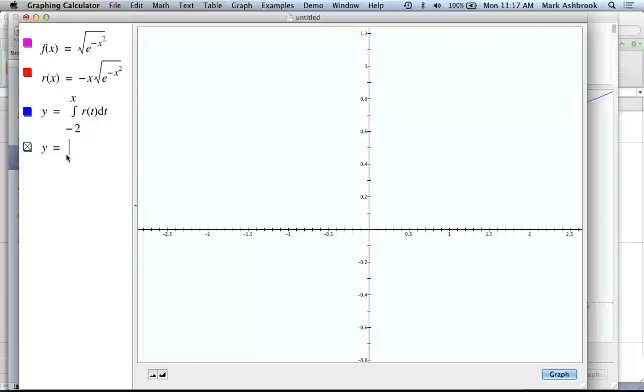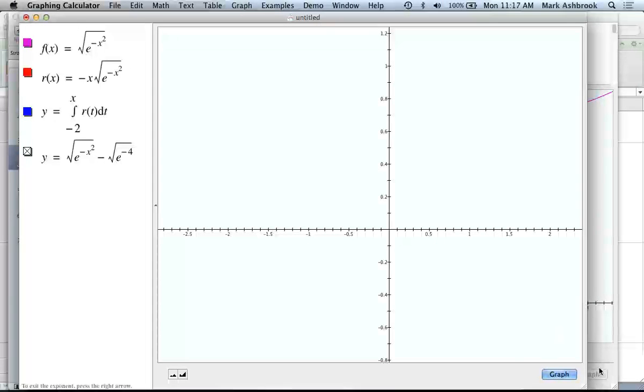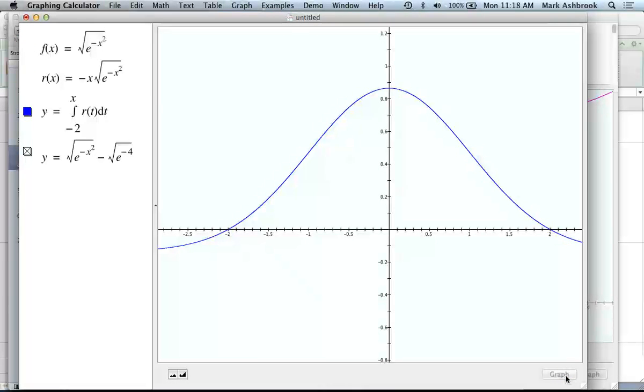Okay, so this would be the root of e to the negative x squared, minus the root of e to the negative 2 squared. So what would that be? e to the negative 4, I'm sorry, 4. How's it look? Is that what we came up with? It's not negative, because negative 2 squared is positive 4, but then it was negative x squared, right? Let's take a look.